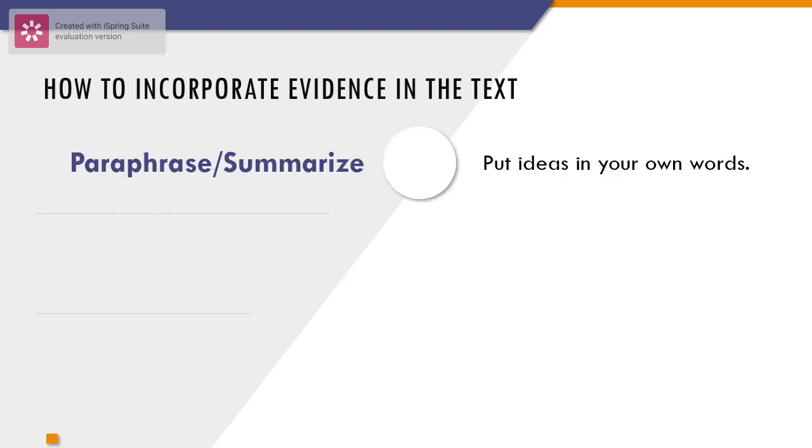So the next question that we need to answer is how to incorporate evidences in the text. So first is by paraphrasing or summarizing the ideas of several authors that you have gathered, and then you put them all together to support your claim. So of course, when you paraphrase, you put the ideas in your own words.